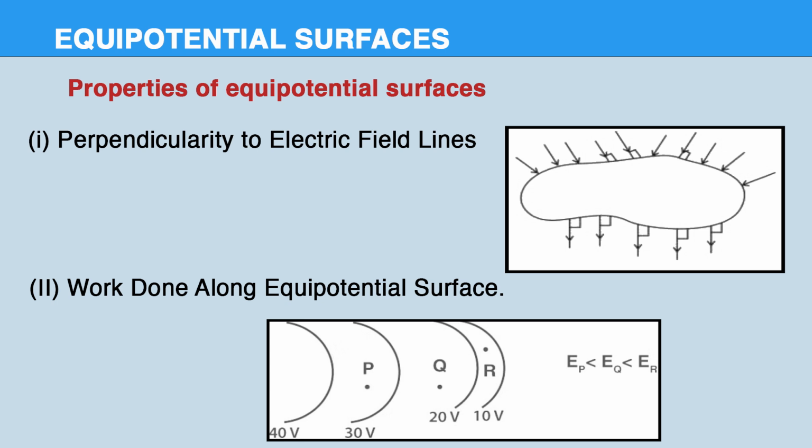What is the property of equipotential surfaces? Equipotential surfaces are always perpendicular to the electric field lines. This means that at any point on an equipotential surface, the electric field is directed normal to the surface. When a charged particle moves along an equipotential surface, no work is done by the electric field because the electric potential difference along the surface is 0.